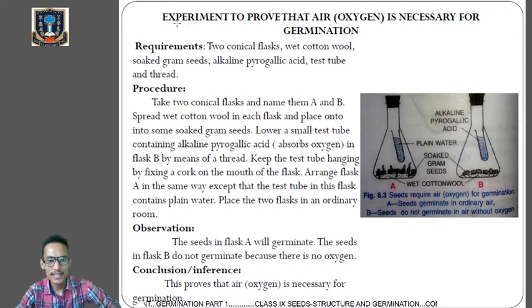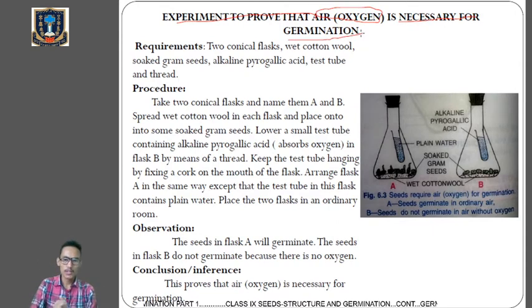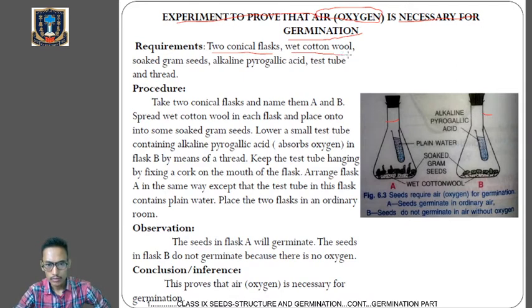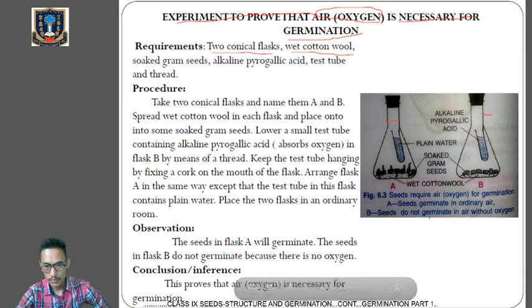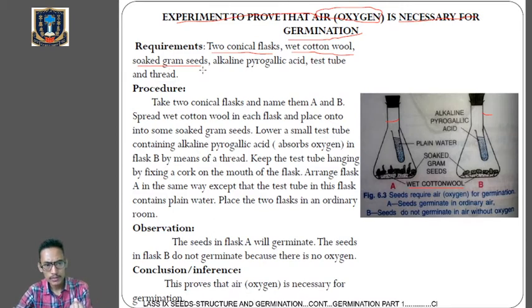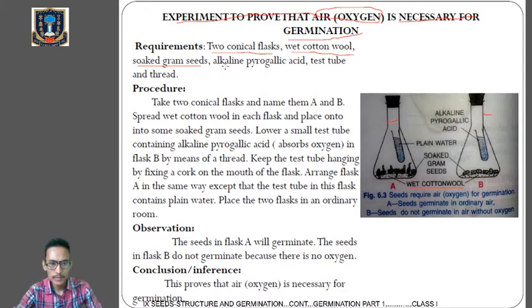So let's try to prove that air or oxygen is essential for germination. Okay, so what can be done? This is very important. Requirements: two conical flasks. You can see over here the first conical flask and the second conical flask, then cotton wool, which must be wet. You can see over here also there is wet cotton wool. Then soaked gram seeds, that means gram seeds which have been put in water overnight. That is very important.